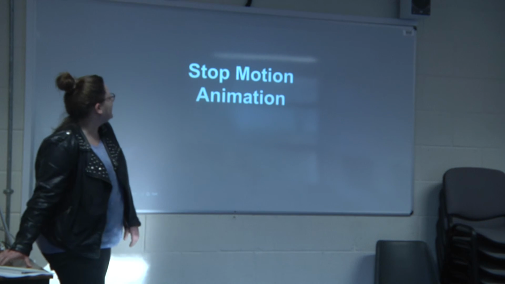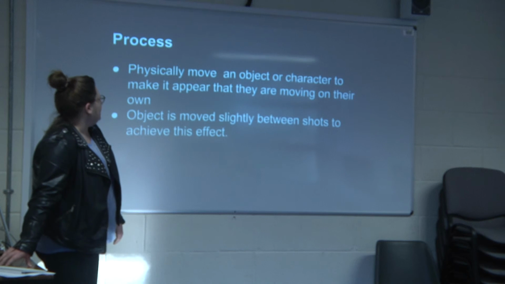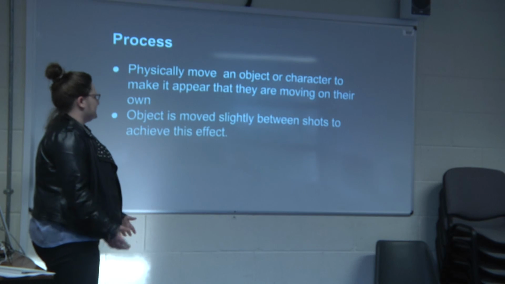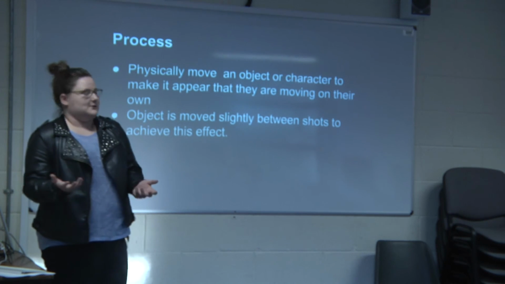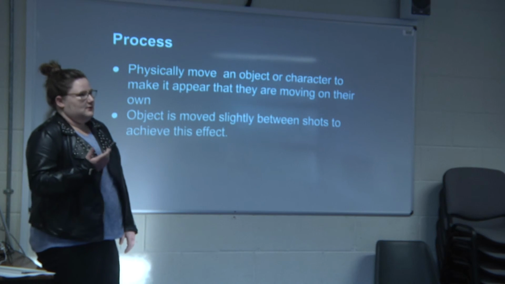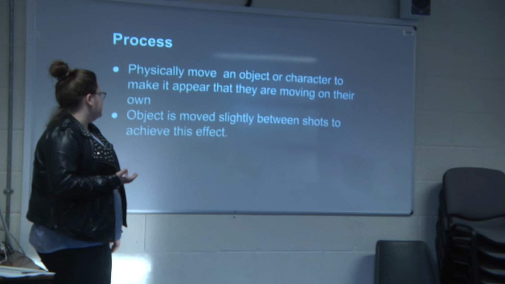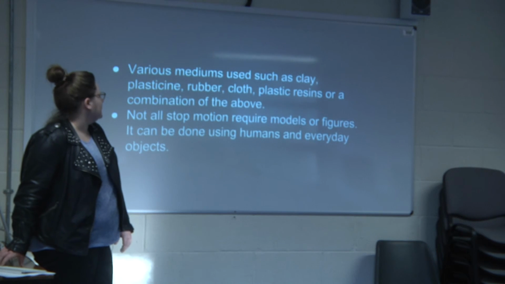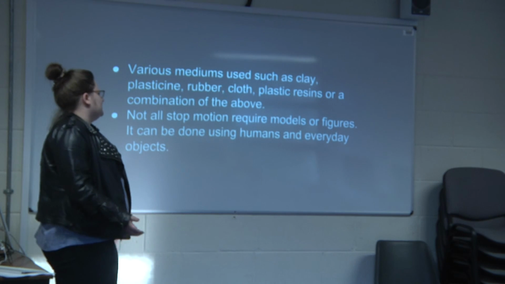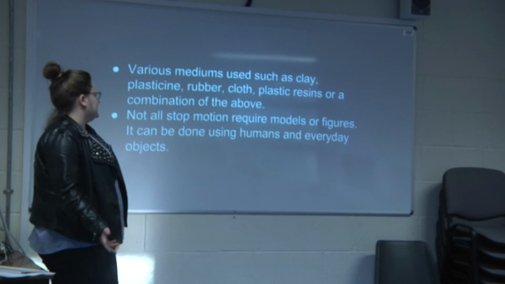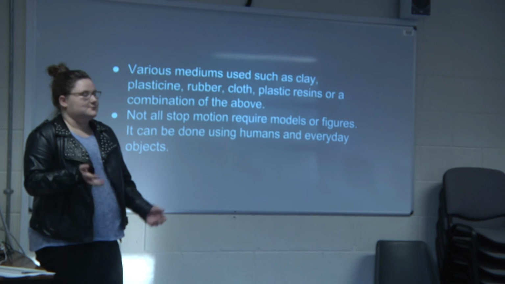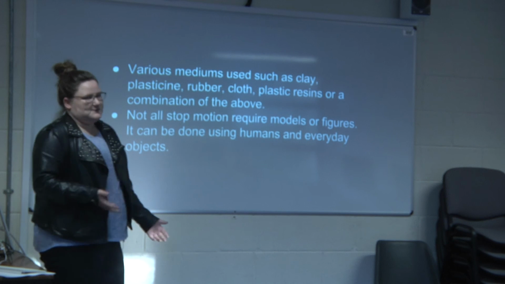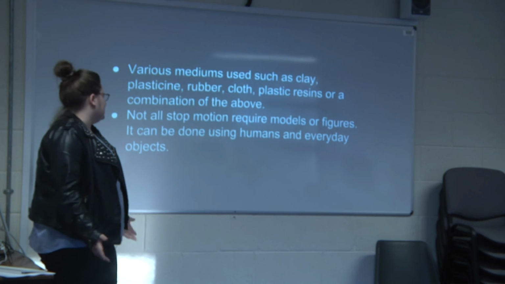So the next one I have is stop motion animation. It's quite similar to drawn on glass, but it's been around for longer. It's physically moving an object or character to make it look like they're moving by themselves. So it's done frame by frame, quite time consuming again. You would move the object a tiny bit between each frame. Again, various different mediums can be used: clay, plasticine, rubber, cloth, plastic resins, or a combination of the above, and it doesn't have to use any of them. It can use humans, it can use a chair, it can be done with anything.